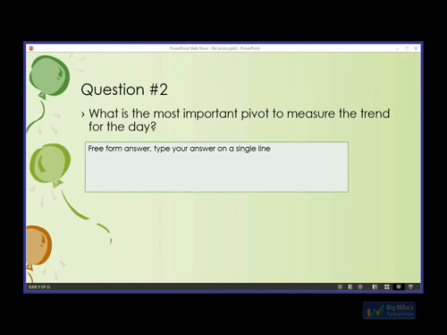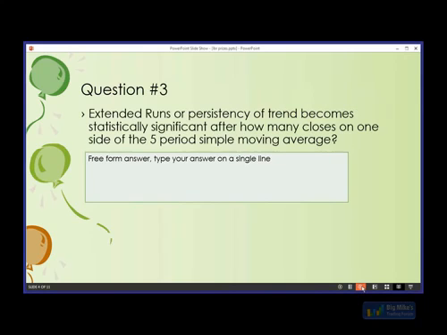Okay, and here comes question 3. Extended runs or persistency of trend becomes statistically significant after how many closes on one side of the 5-period SMA? There you go, 7. Derek Wong.